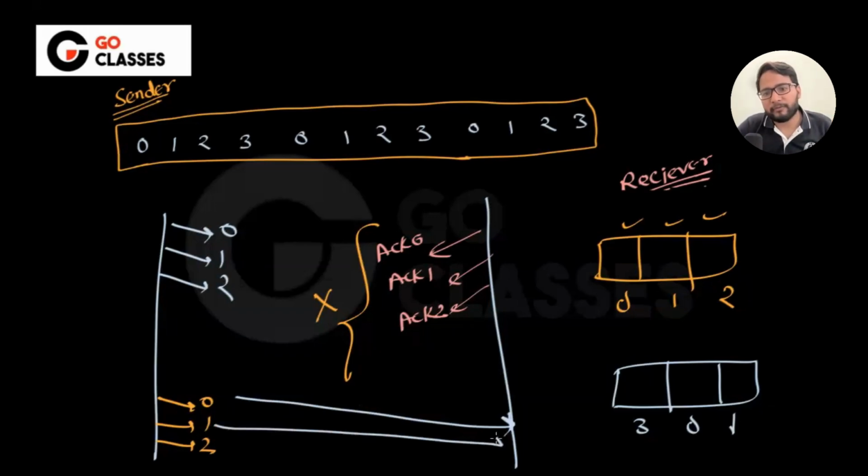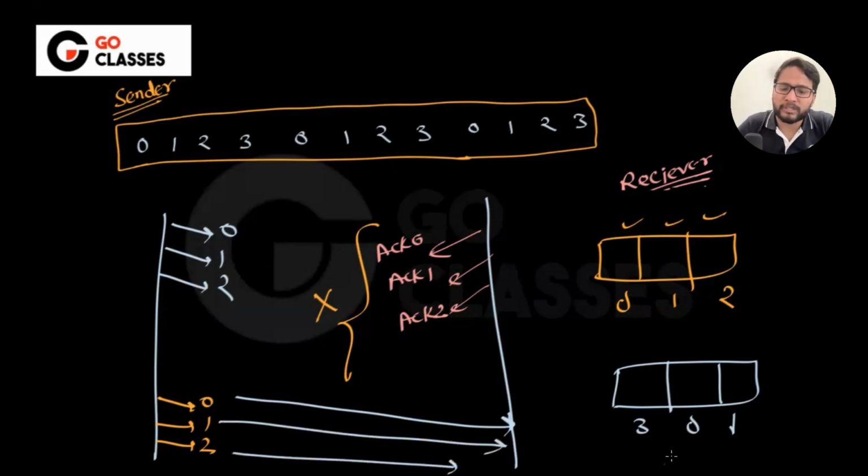The moment 1 arrives, what will the receiver do? Will it accept or reject it? It will accept it, right? 0 and 1 will get accepted. This 2 will get rejected, that I agree, but 0 and 1 will get accepted, right? Is this the correct accept or the wrong accept? So this is a wrong accept, right?